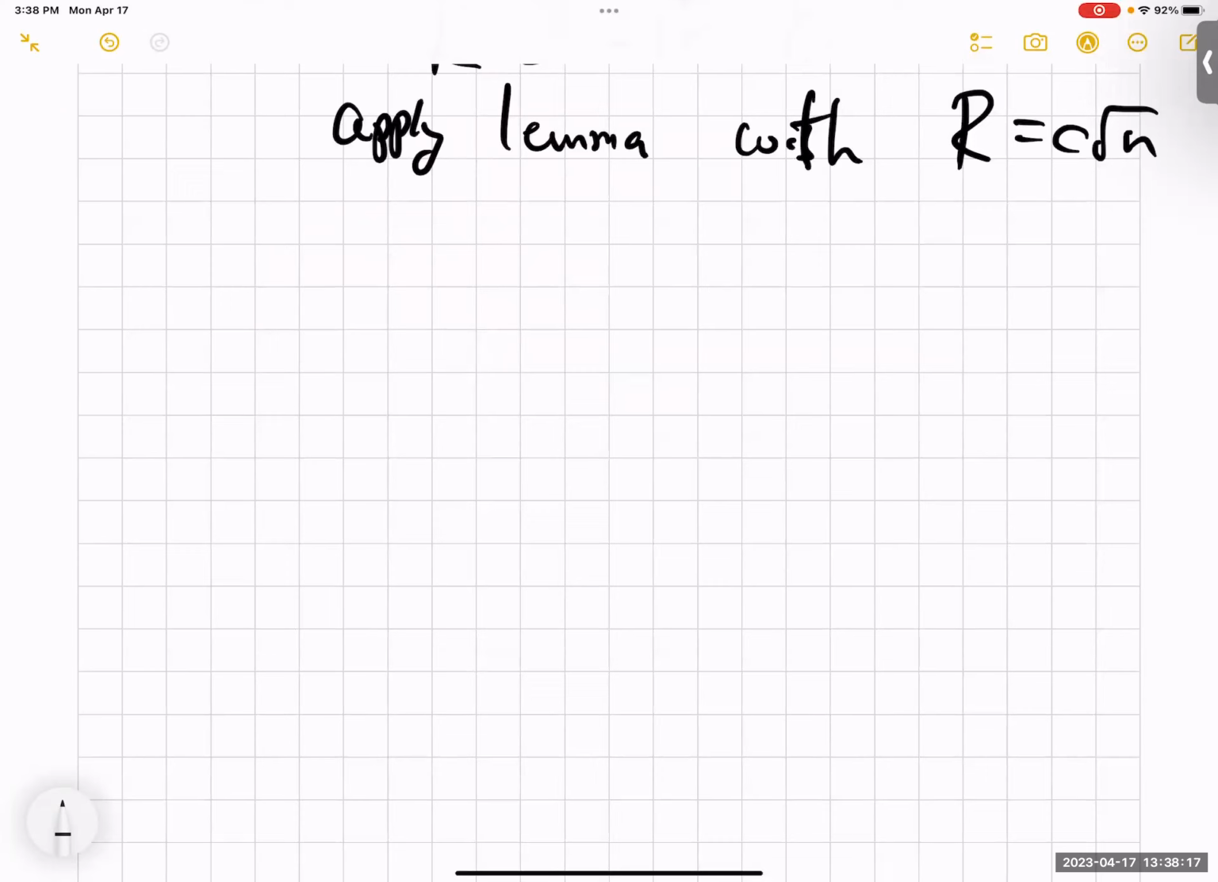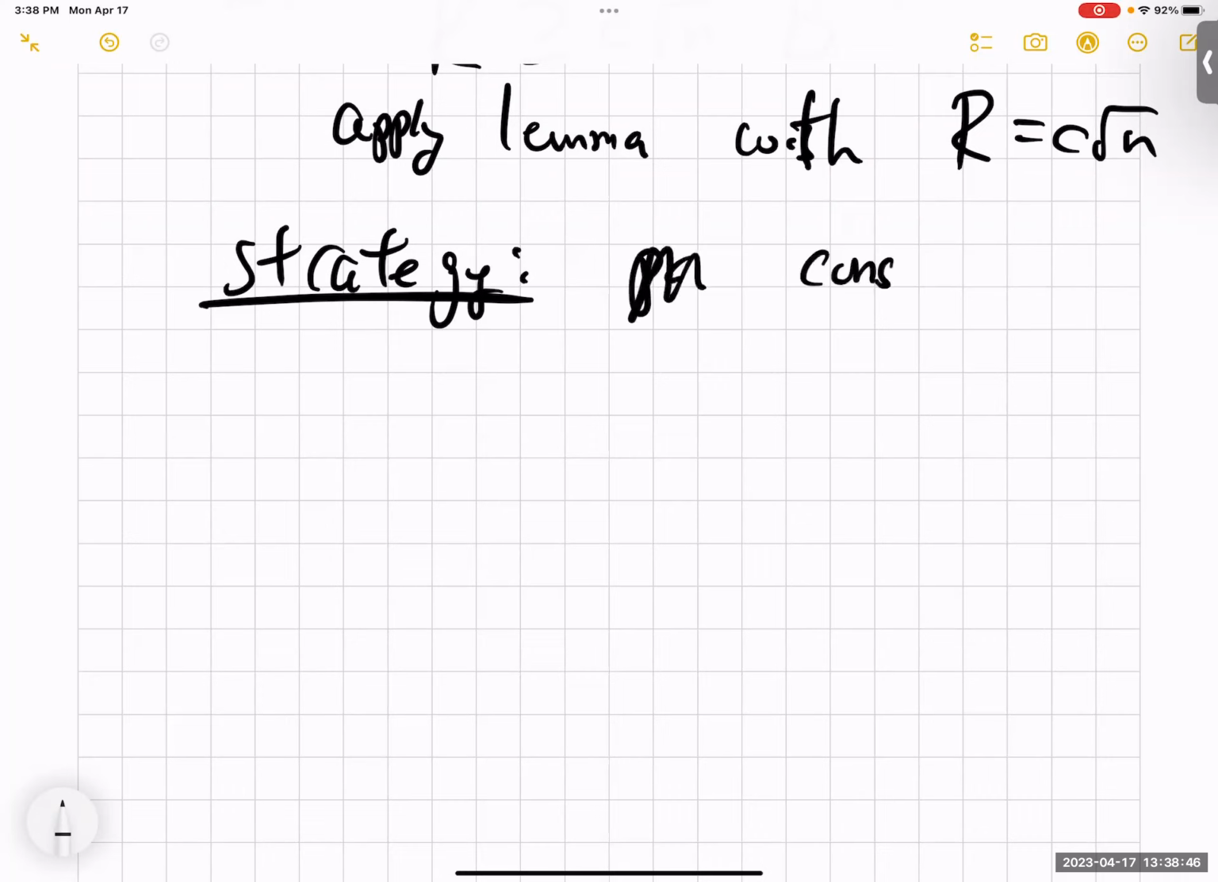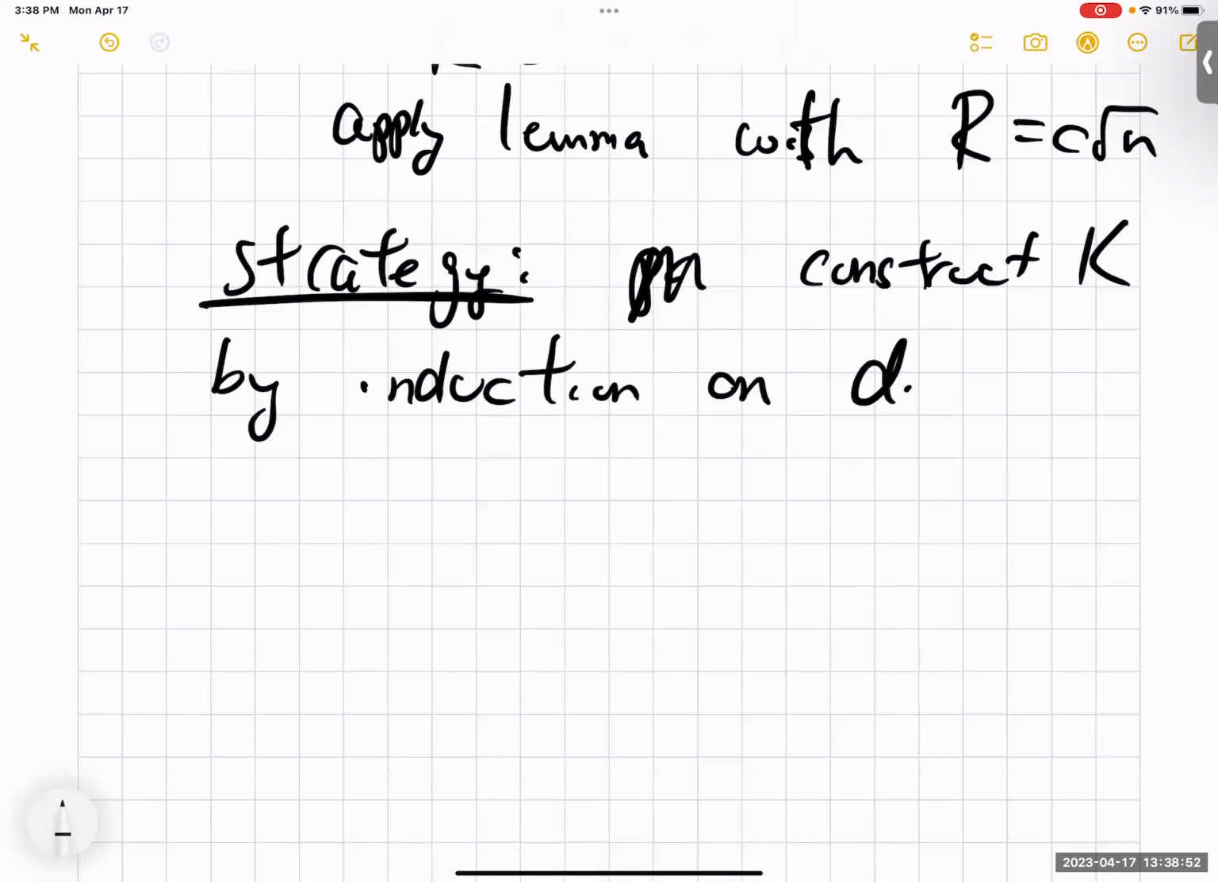And then I'll show you the details, and we'll arrive at what is needed. So the strategy, which is really, I don't know, kind of the most natural thing that you try to do, in my opinion. What we're going to do is try to construct K by induction on the dimension. Okay, so how are we going to do it?